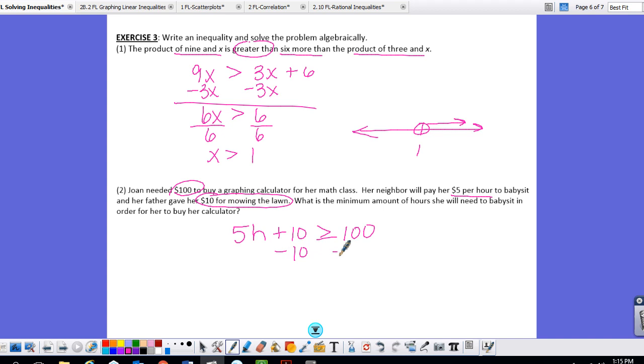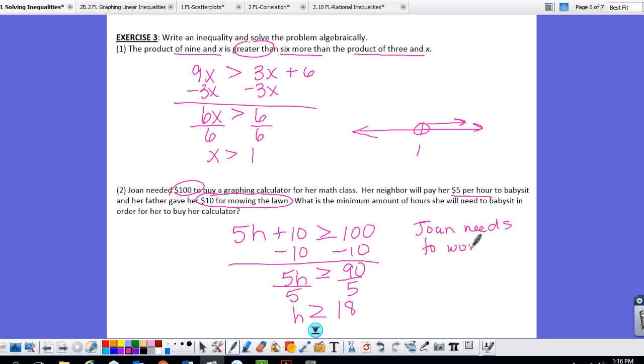All right? So then we'll solve by subtracting 10. So 5 times the number of hours is greater than or equal to 90. Divide by 5. So we get the number of hours is greater than or equal to 18. So Joan needs to work 18 hours or more. So if we thought about that on a number line, we have 18 with a closed circle and then everything to the right.